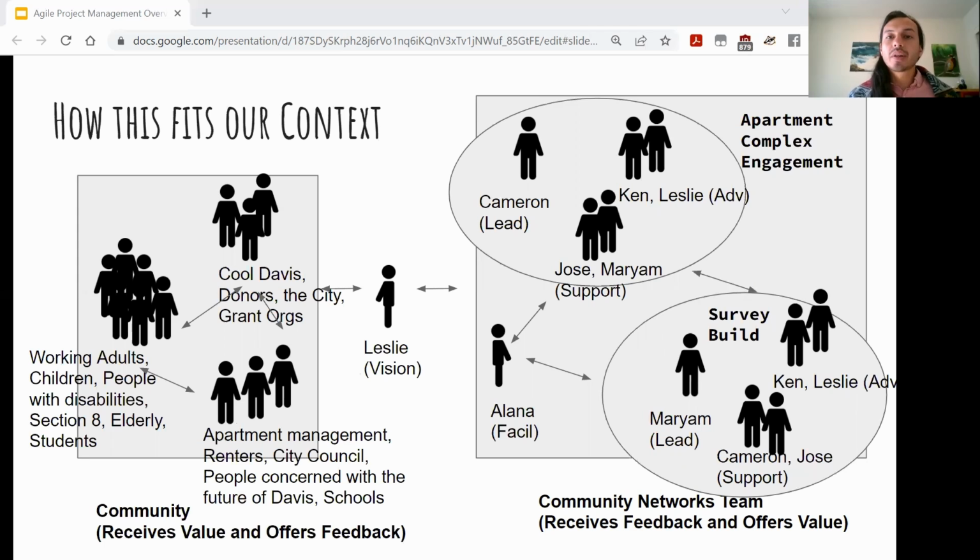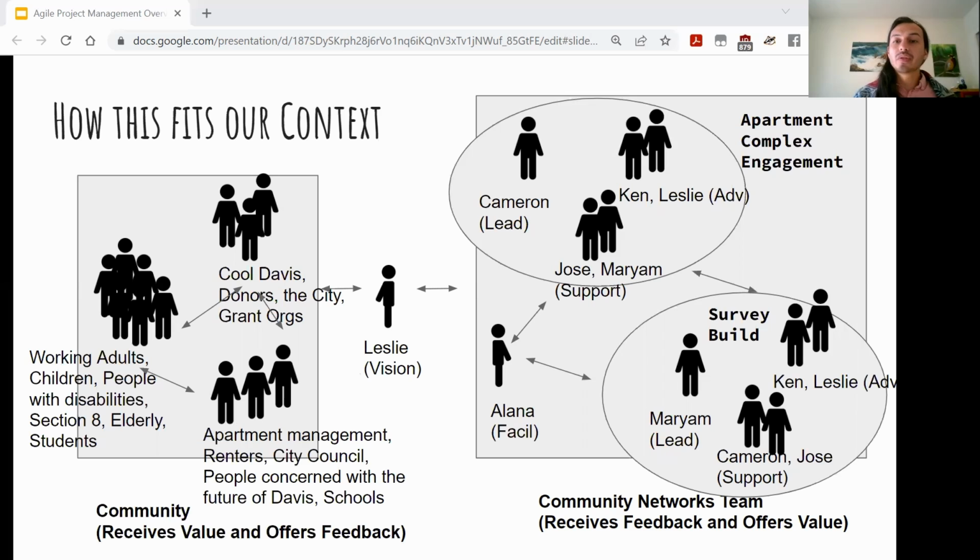Let me use our Community Networks team as an example of this. As a facilitator, I'm creating containers to support Cameron's lead for the Apartment Complex Engagement Project and Miriam's lead in the Resilient Survey Build project. Within each project, we have Ken and Leslie serving as advisors, and also we see that Cameron and Miriam are supporters for one another, and Jose is ready to help on projects as there are things to do.